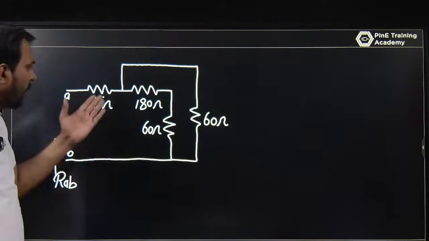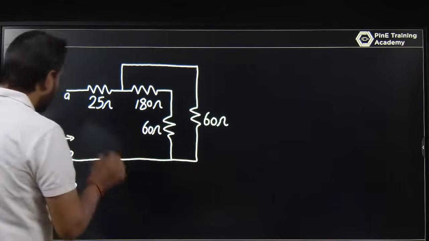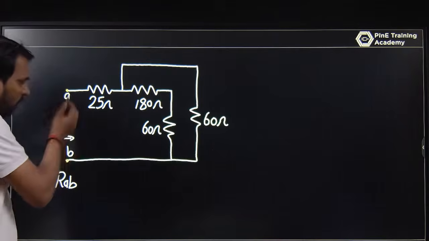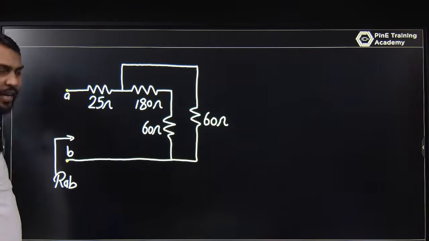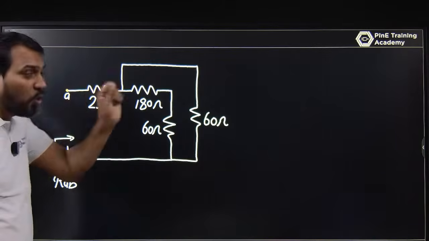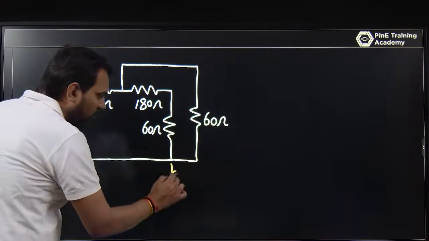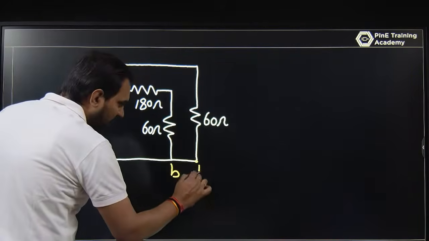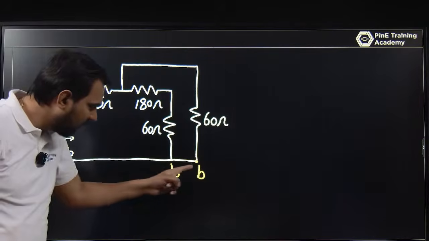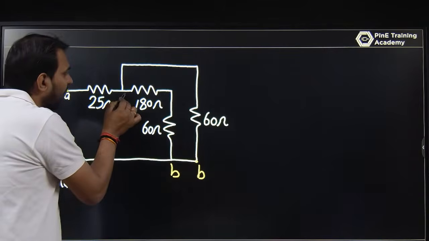So let's say you have this question. If you are looking at this question, this is A and this is B, and if you are trying to find out RAB, basically you are trying to find V upon I. I am not always going for V by I, I am just marking the node points. This is A and this is B, so this is also B, and this is also B because there is no element. Here is A, where the element is present. Later I am saying that this is C.